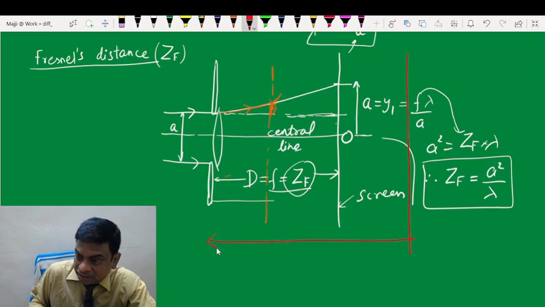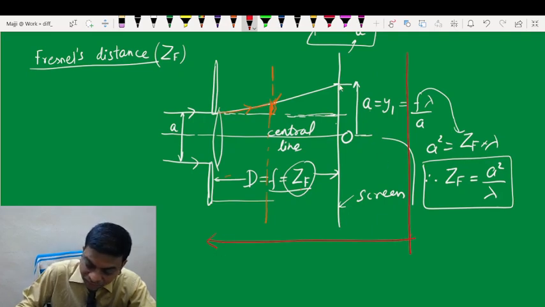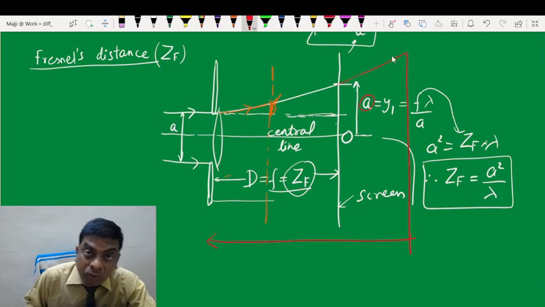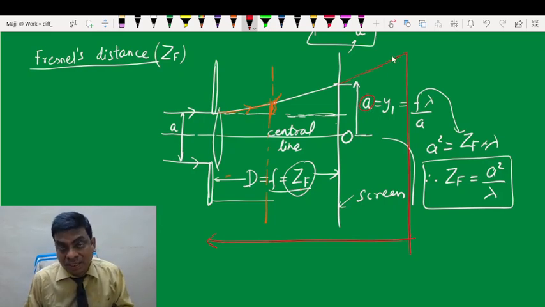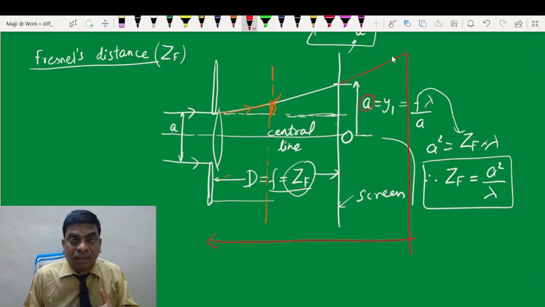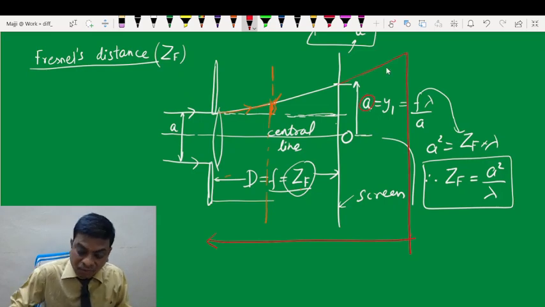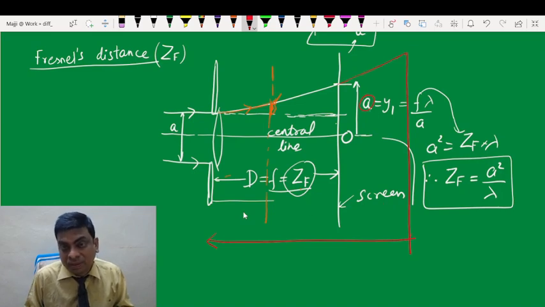Okay, at a distance beyond ZF, what will happen? The deviation will be appreciably large, greater than the slit width. In such a case, we cannot ignore the diffraction aspect of light. We cannot ignore the bending and hence spreading of light. So then we say that we have to go for wave optics. So wave optics becomes applicable here.